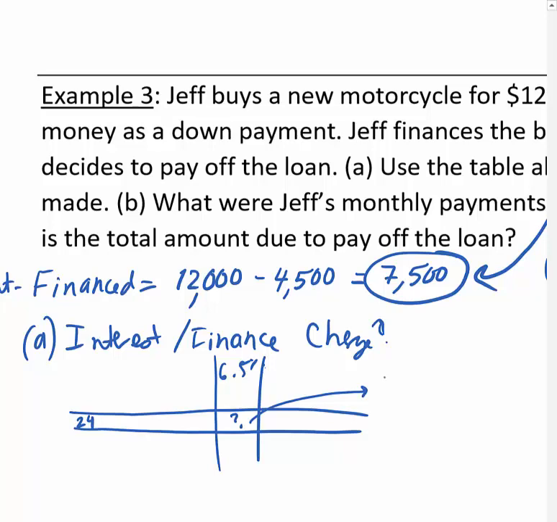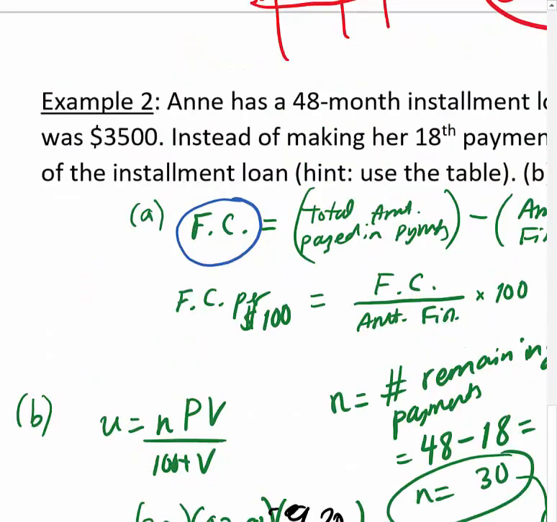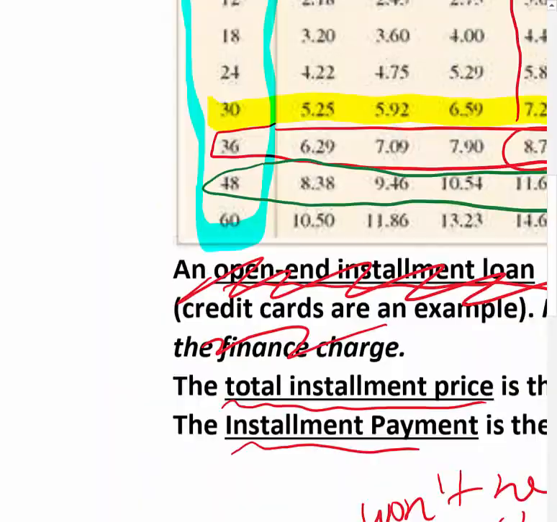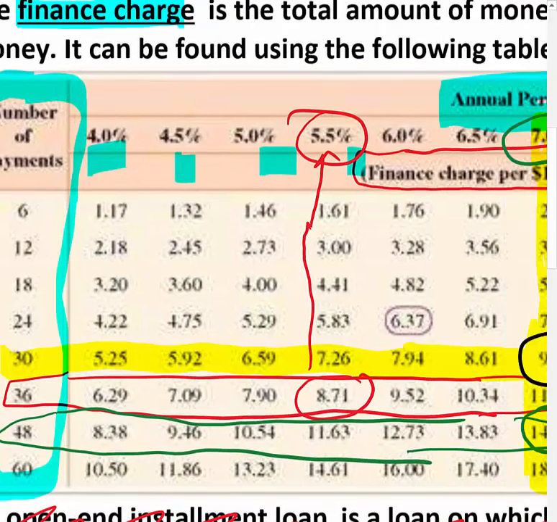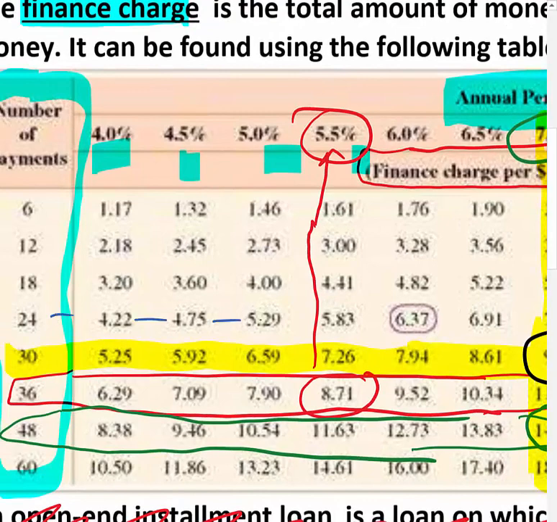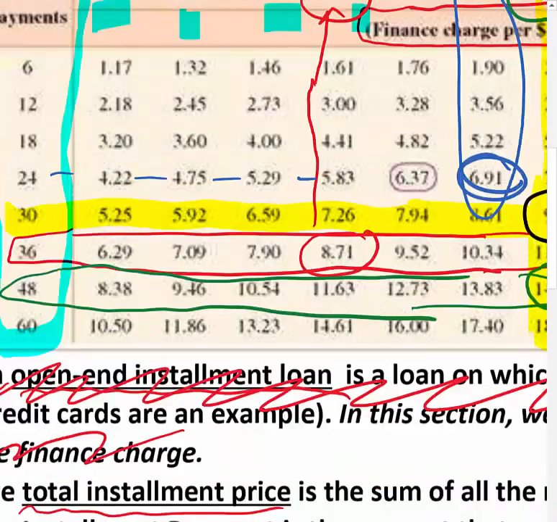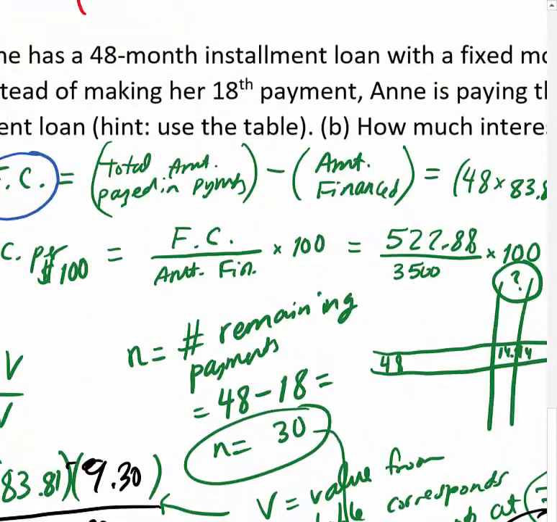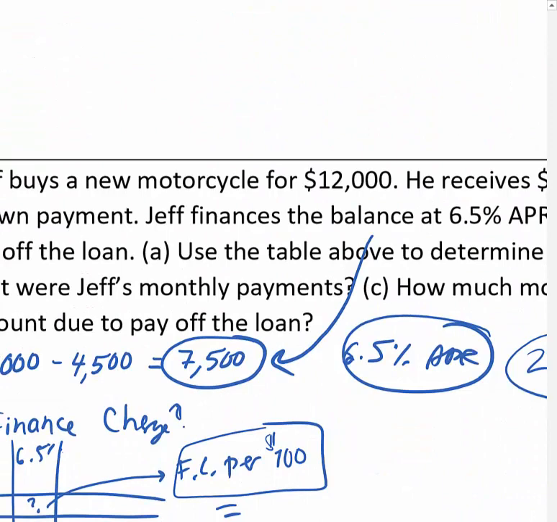What's this guy? That's the finance charge per $100. So that's not quite the finance charge, which I want. It's the finance charge per $100. Let's see, I'm going to look in the table and try to find that. What row has 24? And column has 6.5. I'm going to line it up. It's this row here. And 6.5 is here, so it must be this guy. 6.91, that's the value. That lines up with the 24 monthly payments and the 6.5% APR.